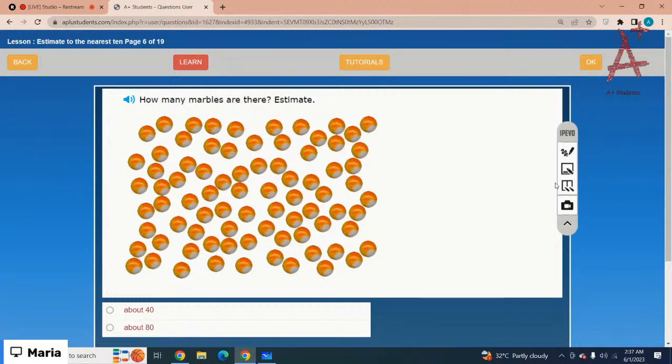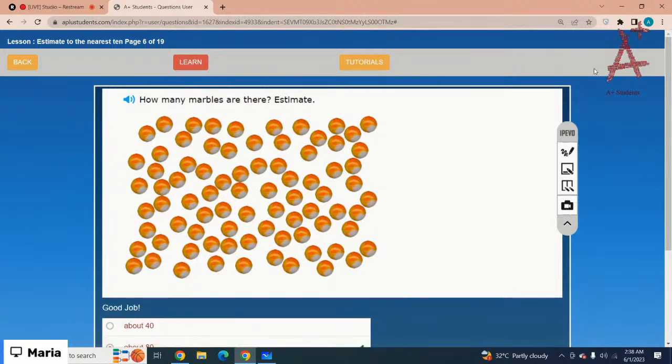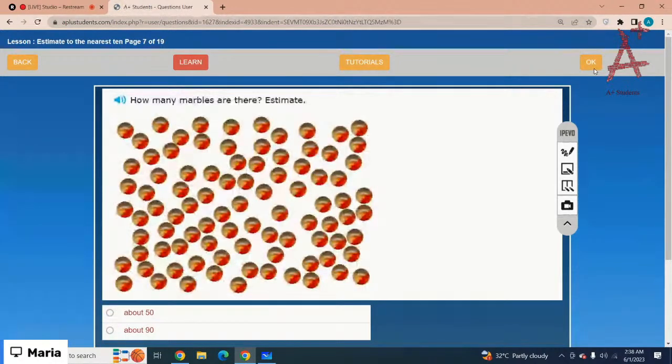Okay, how many marbles are there? About 40 or about 80? Which is the correct option? They are about 80. You can see there are so many. They are not 40. So they are about 80. Got it? Very good.